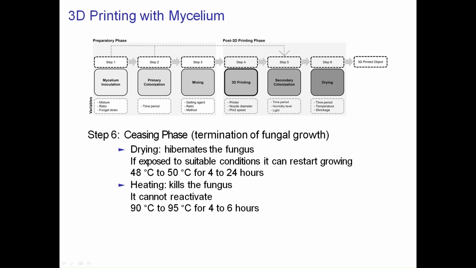The last step of the procedure is the ceasing phase. Here, the growth of mycelium is terminated. There are two ways this can be done, either by drying or heating the mycelium. Heating permanently kills the fungus, yielding a stable, inert composite. Drying hibernates the fungus, retaining its capability for self-healing or damage repair upon re-exposure to moisture.